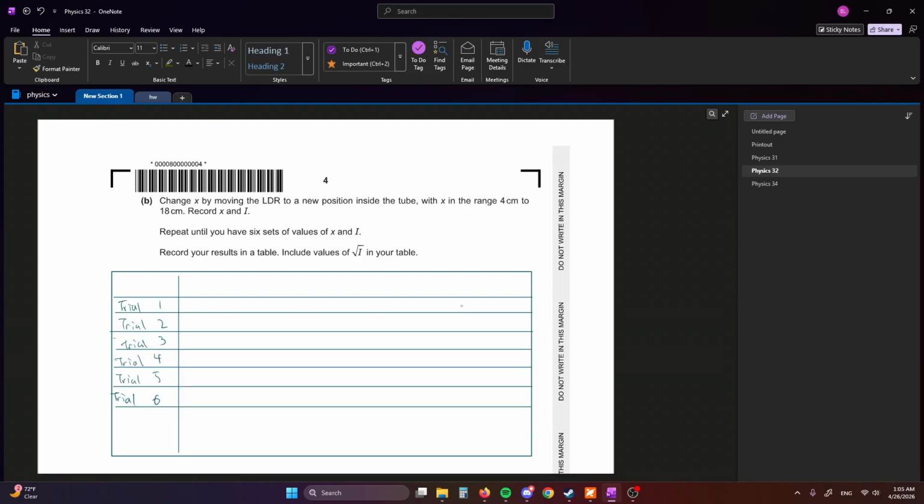So we want values of x. X is going to be in centimeters in this case because our ruler's in centimeters. And then I, which is our current measured, is going to be in amps. And then we want values of square root of I, so it's A to the 1/2, right? In the mark scheme, you can use milliamps depending on your ammeter. But yeah. Consistency: all values of x must be given to the nearest millimeter. So yeah, we've done that.